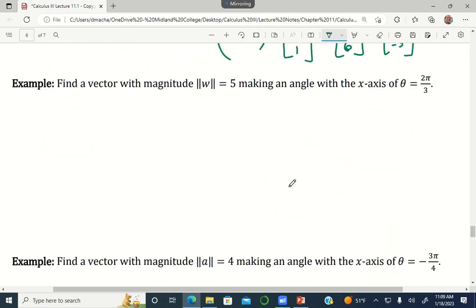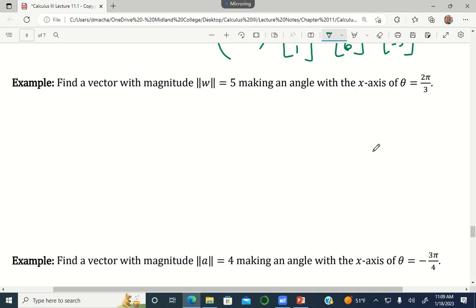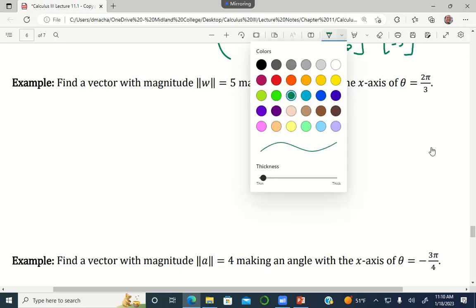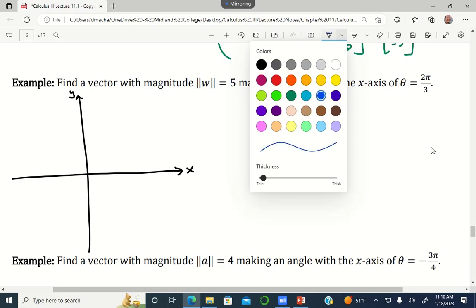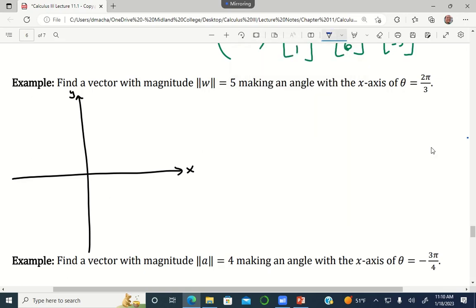Okay, so example. Find a vector with magnitude 5 that makes an angle with the x-axis of 2 pi over 3. So let me draw a picture. Here's my x-axis. And what I'm saying is my angle is going to be starting from the x-axis, going counterclockwise like we always do. And then I'm going to draw this vector like so, where the length of this vector is length 5.